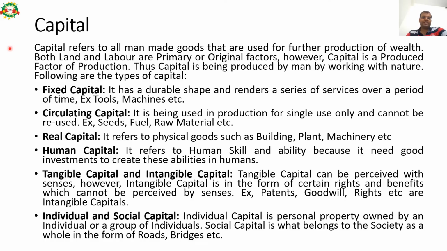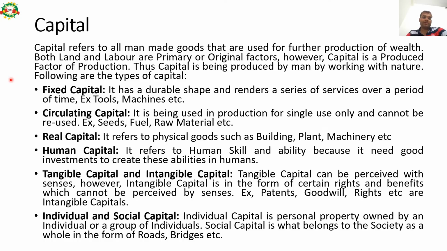Third factor of production is capital. Capital refers to all man-made goods that are used for further production of wealth. Both land and labor are primary or original factors. However, capital is a produced factor of production. Please remember this line. Thus, capital is produced by man by working with nature.